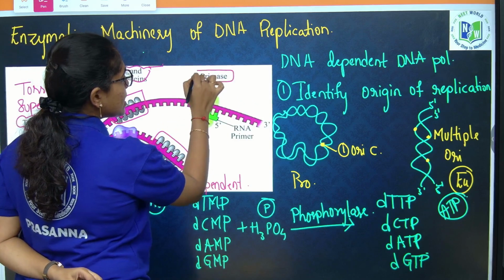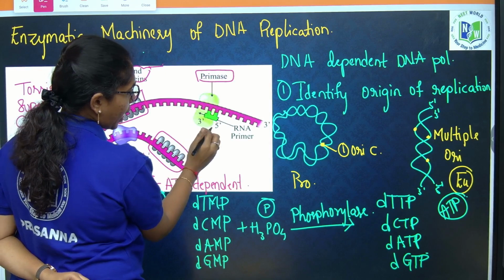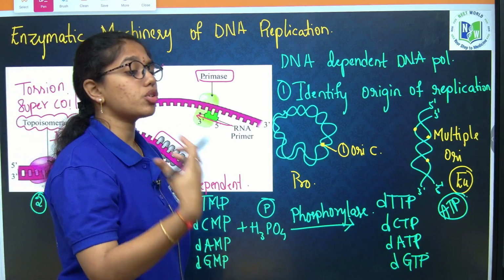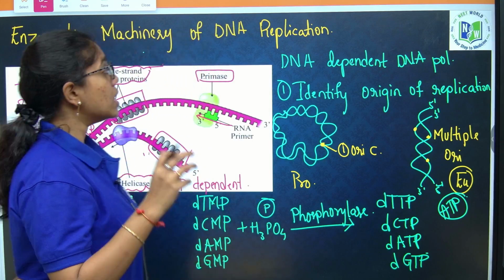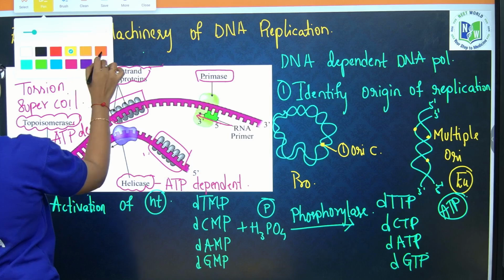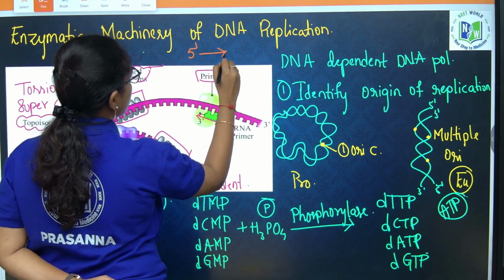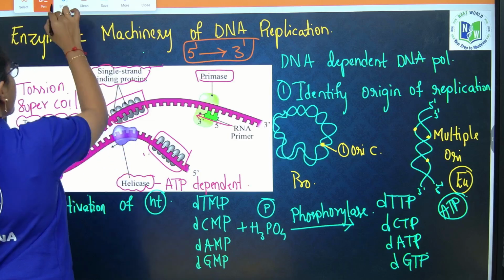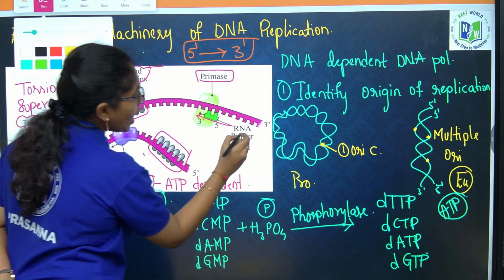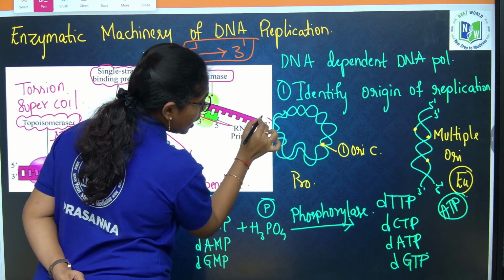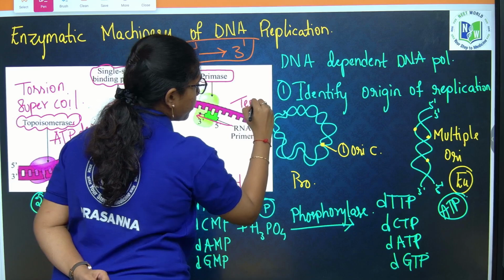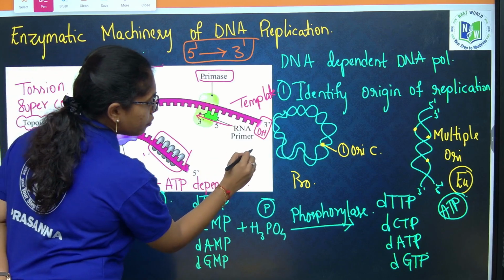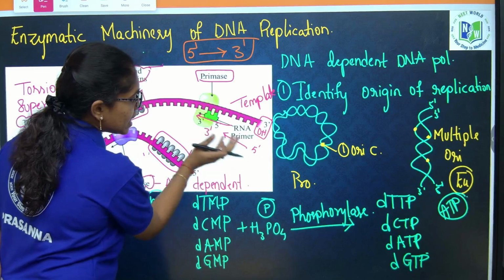Now, from this start site, to initiate the process of DNA replication, firstly the primase enzyme comes and synthesizes an RNA primer on the opposite strand of the DNA. Always remember, either in the synthesis of DNA or RNA, synthesis always takes place in the 5' to 3' direction, identifying the OH group present at the 3' end of the template strand.